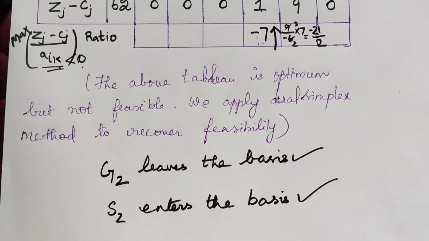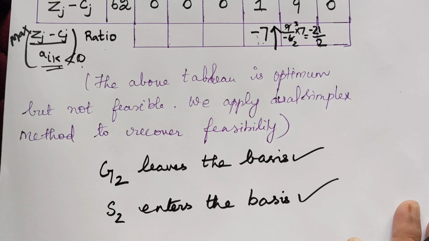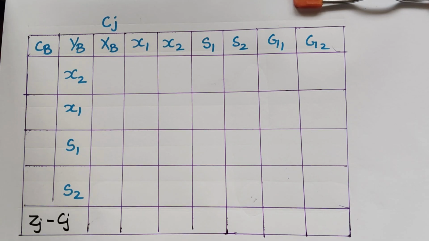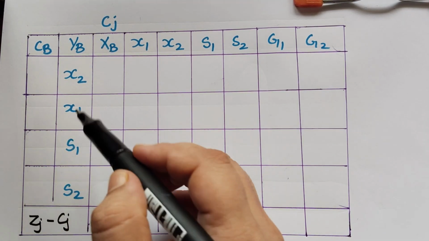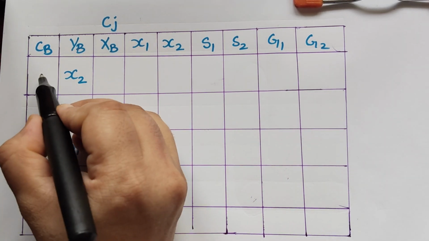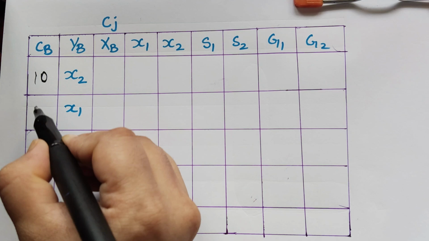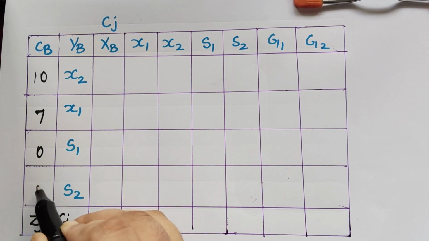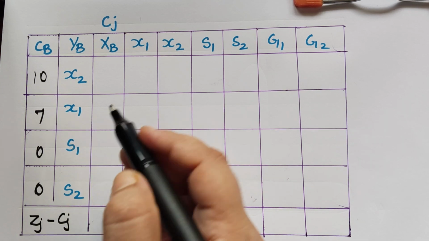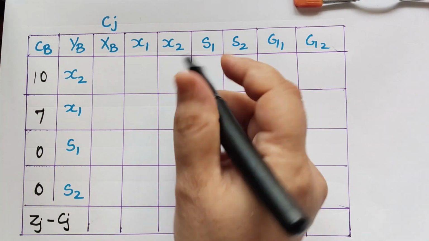We shall now perform the row operations and we will form the new table. That is iteration 4. I have formed a new table over here where G2 has left the table, and in the place of G2 I have replaced it by S2. And this we already know. This is 10, this is 7, this is 0 and this is also 0 because its cost in the objective function is 0. Okay, and now we have to enter all these rows and columns.